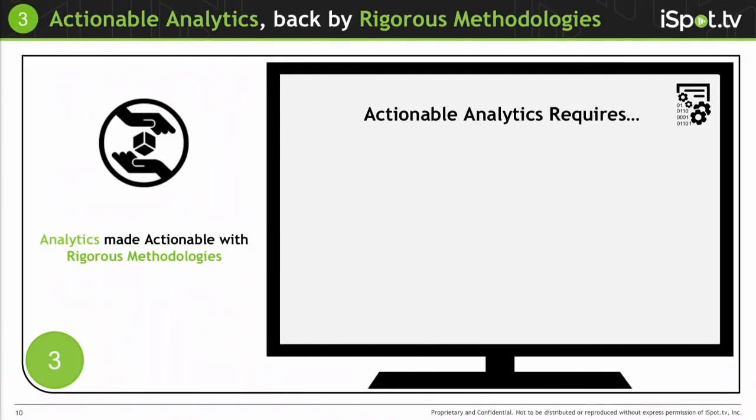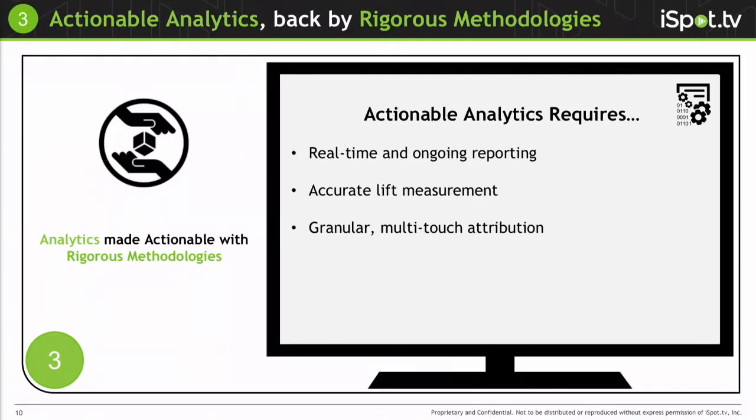And then finally, once you get those two pieces in place, you've got to have actionable analytics that are backed by rigorous methodology. What that means is you've got to have real-time and ongoing reporting, not a once-a-quarter or once-a-year study. You've got to be able to measure lift accurately, and you've got to have a control group that uses a very rigorous methodology. And you've got to be very, very granular. You've got to be able to attribute every touch point, every creative, every program placement. And you have to align the analytics.